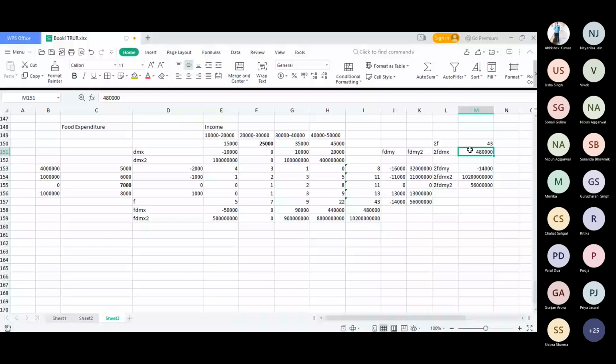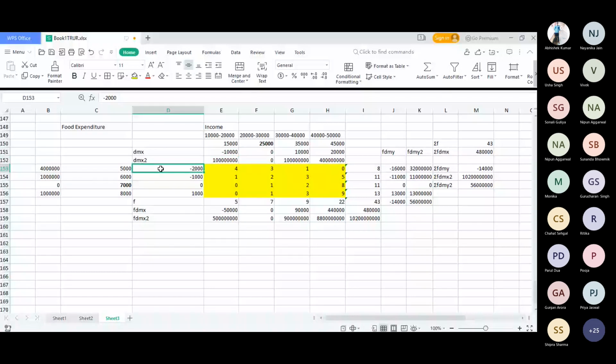So in the numerator you want n into summation xy, that is summation f into summation of f dx dy. So there is a multiplication of three things. One is f into dx into dy. So you have to calculate each and every value separately. So like for this cell, this is the data we have. Now if we take this particular data, this is your f, this is your dmy, and this is your dmx. So you have to multiply these three values, 4 into minus 10 into minus 2.